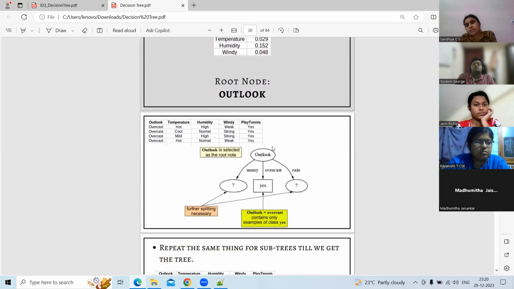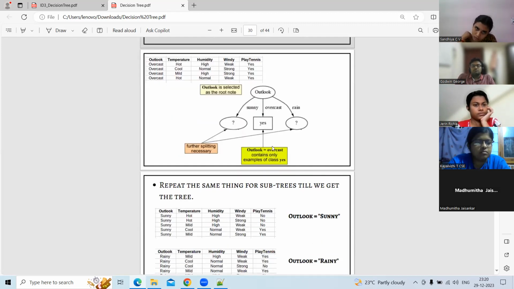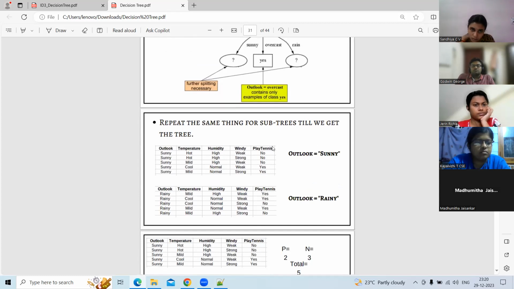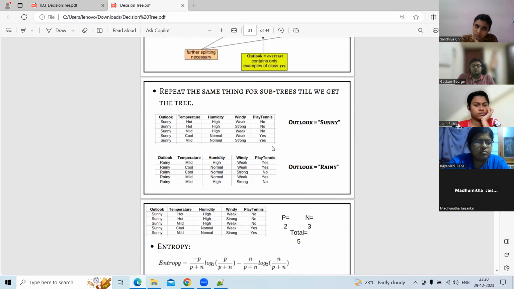So correct me if I'm wrong. When you look at the P's and the N's, where you take a decision, if you go down the sunny branch, then P plus N would be 5. Is that right? Correct. So it's like a recursive thing. You start at 14, you go to the next branch, then you repeat the same process again and keep going down until you stop. Correct.